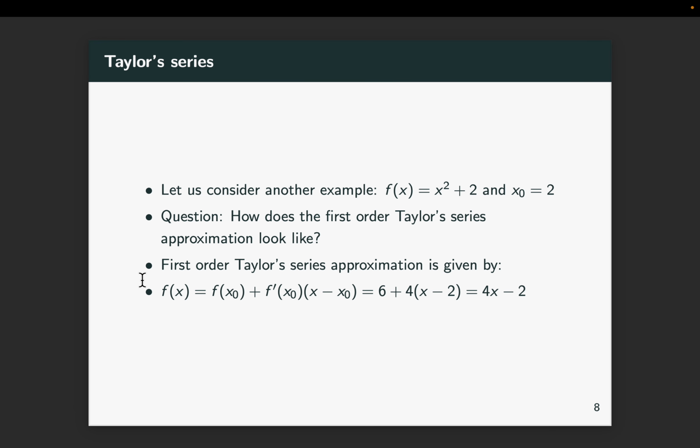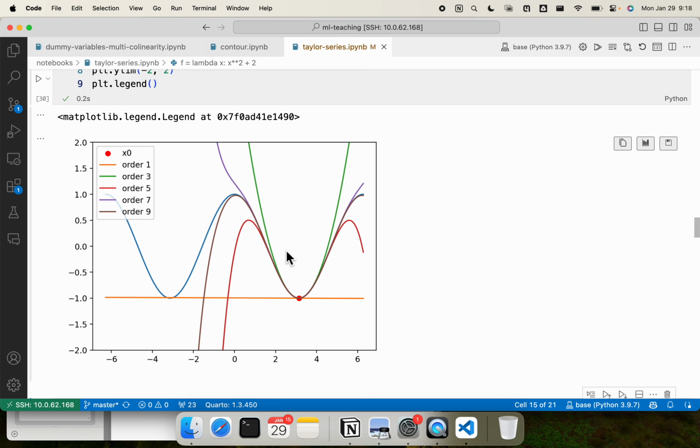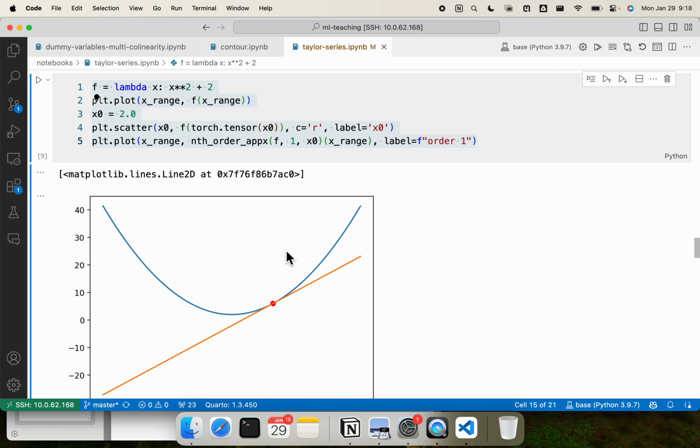Good. So if we look at the first order approximation as I am showing on the slides, you can simply put x not equal to 2, you will get the expression as 4x minus 2. Did everyone get that? Now let's quickly view this in code, and then we will go on to the more important derivations.